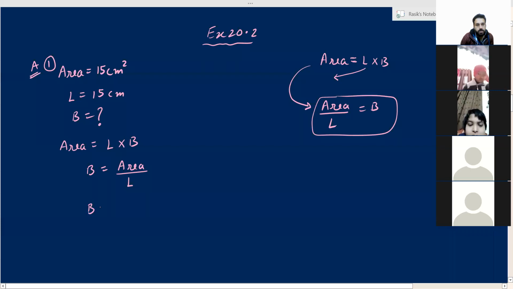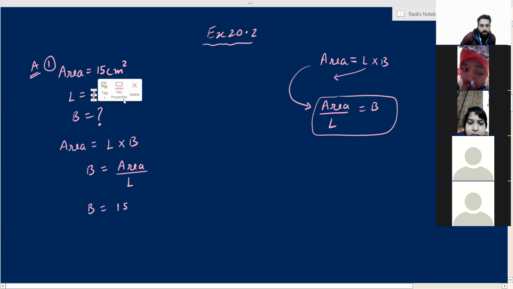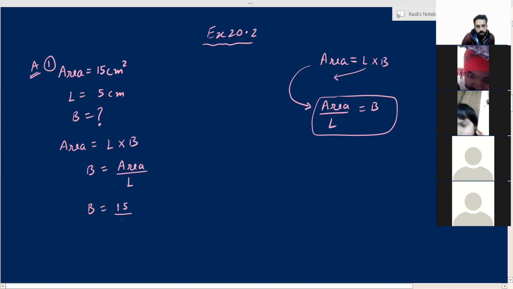So breadth is equal to area upon length. Area is 15. What is the length? Length is 5. I have written 15 by mistake. Length is 5. So area divided by length, that means 15 upon 5. So what do we get? We get breadth equal to 3 centimeter. Is the first part clear to everyone?